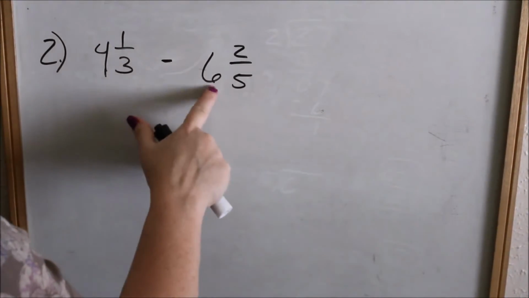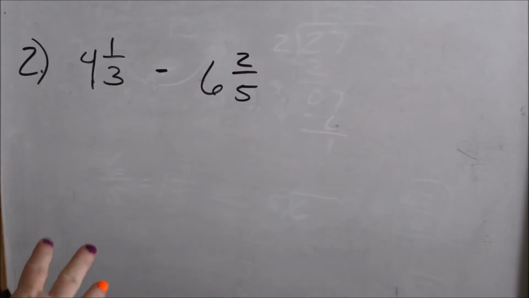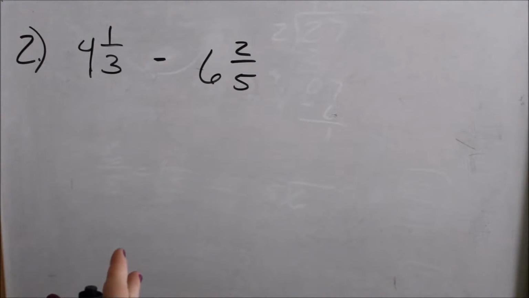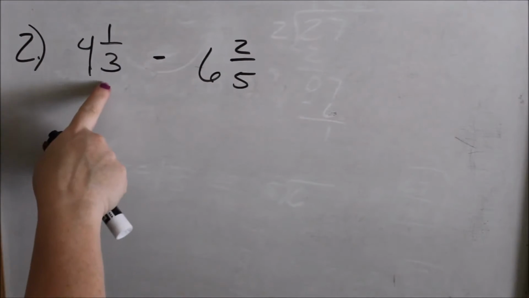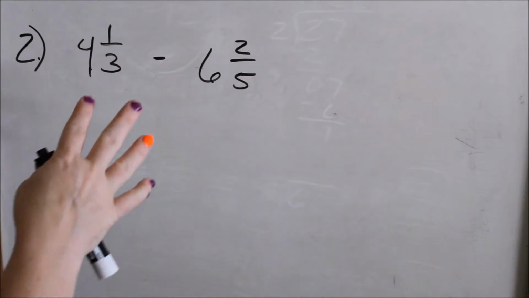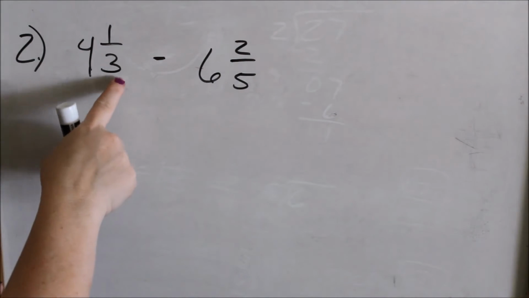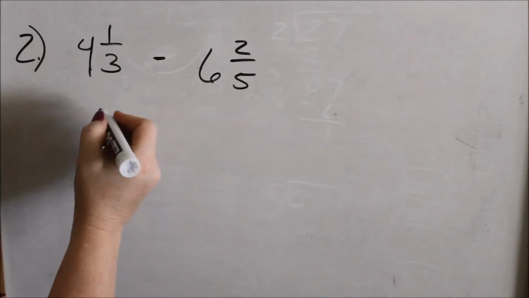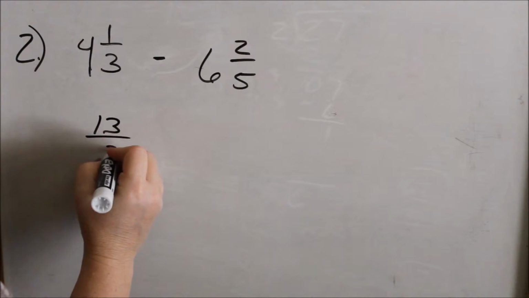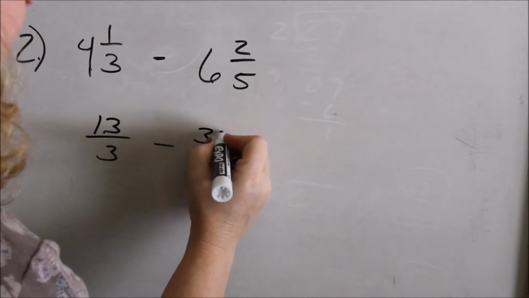4 1/3 minus 6 2/5. There are several different ways you can do this. Since I am teaching, this is going along with Algebra 1, then I am going to recommend that you turn these into improper fractions first, then make a common denominator. There are other ways of adding or subtracting these mixed numbers, but I'm going to just recommend turning them into an improper fraction. Okay? 4 1/3. 3 times 4 is 12, plus 1 is 13. Keep the same denominator. Subtracting, 5 times 6 is 30, plus 2, 32.